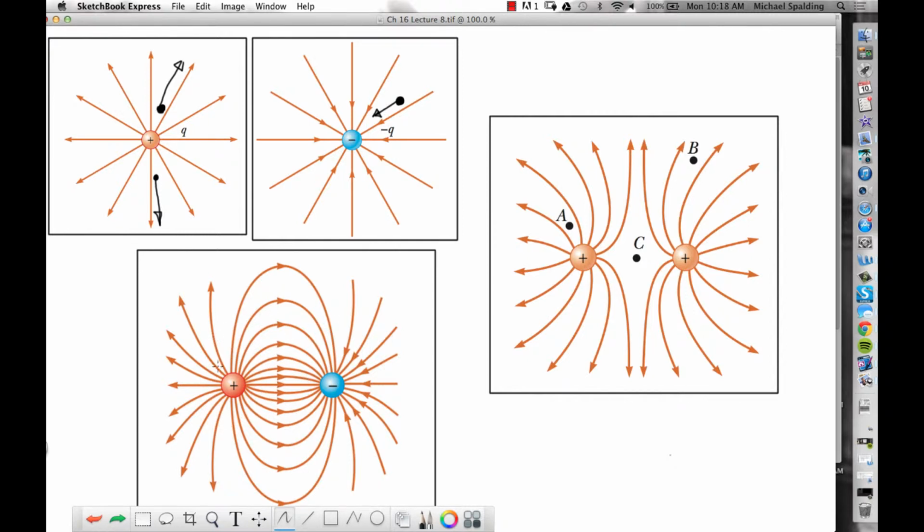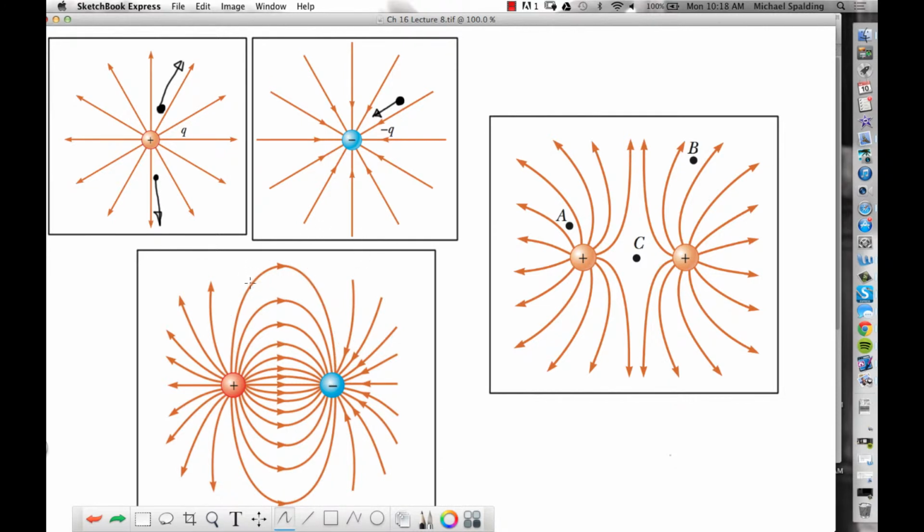And all this means is if you stick a little positive guy right there, that little positive guy is going to go up, and then he's going to get sucked in to the big negative. So these arrows that you see between the charges, the electric field lines, show what a little positive guy would do when placed in the field. Easy enough?